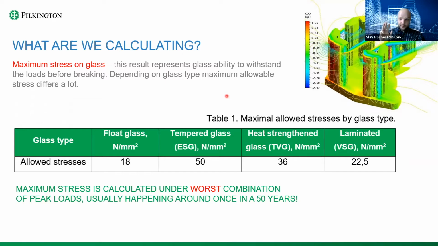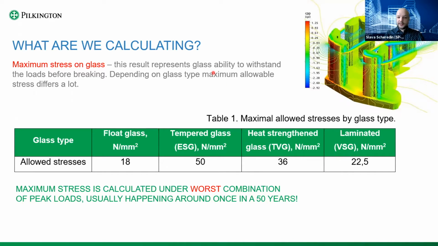Okay, we have understood a little bit about load types. So we take an IG unit, we apply all of these loads onto it, and what do we get as a result of the calculation? For each glass, we're getting two numbers. First number is maximum stress on glass, or in Russian, напряжение. Maximum stress gives you an idea if the glass will break or not under the load combination.